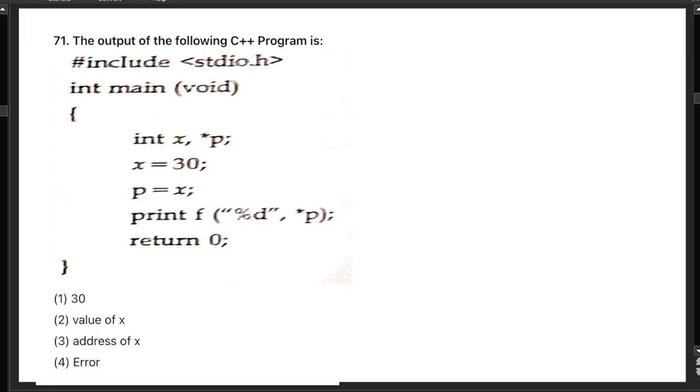Let's see this question. Now they are asking the output of the C++ program. You have to evaluate the output. The program includes stdio.h, the header file is given, int main void, and here we have int x. A memory is created for x, let's say 100. Then this is a pointer p. So this pointer p is also created like this. For now, they will have garbage values because nothing is assigned.